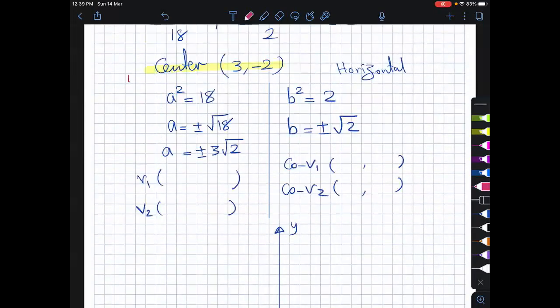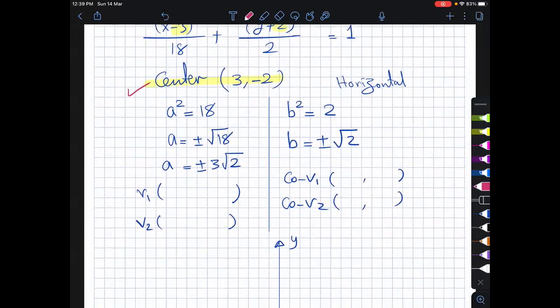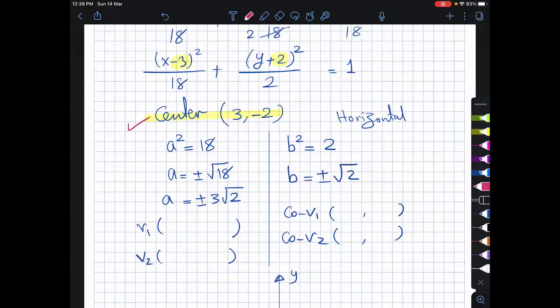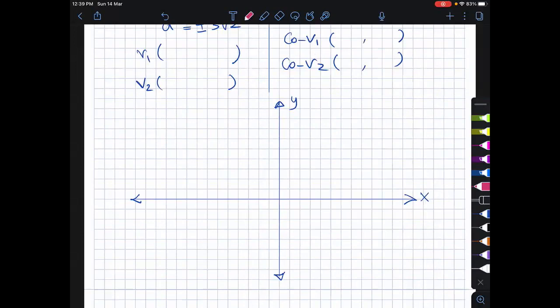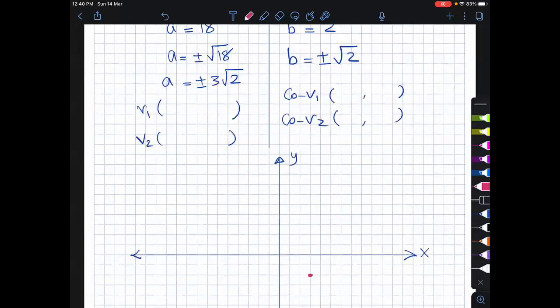Of course, you have to start from the center. The center is 3, negative 2. So we move from 0, 0 to 3 and negative 2 here. Where is it? Yeah, this point, guys, 3 and negative 2. And then you have to move up.